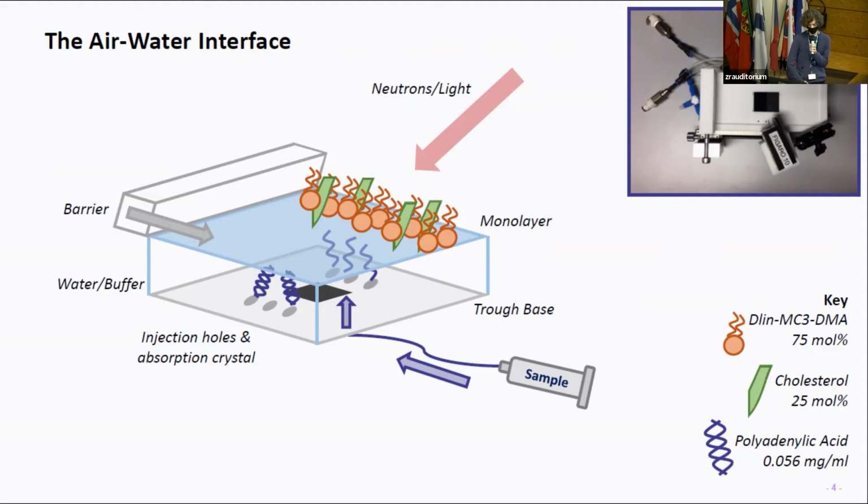And basically what it means is we can turn on the neutron beam, we can inject our sample, and we can see in real time how long it takes for the genetic material sample to reach the surface. And this tells us a lot about binding kinetics and level of penetration and things like that.